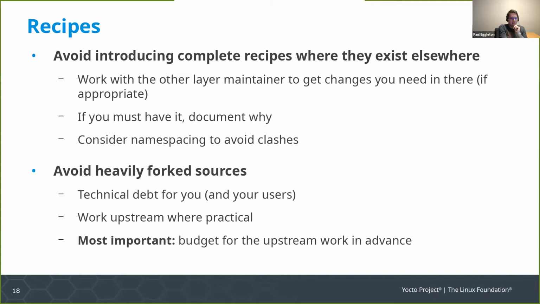Avoid, you could do an entire talk on this, avoid heavily forked sources. This is pretty common for the kernel and U-Boot and that sort of thing. It's just technical debt for you and for your users. If you can work upstream, if that's at all possible, please do so. And really the way to make that practical is budget for that upstreaming in advance. Build it into your process instead of making it an afterthought. There's a lot we could say about recipes, but this is not a recipe writing talk.